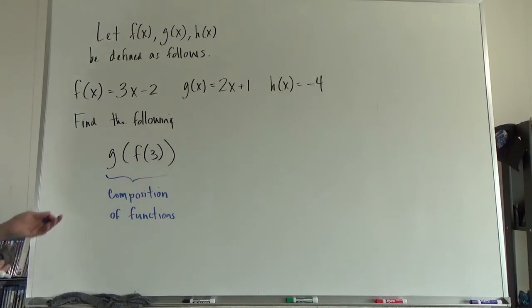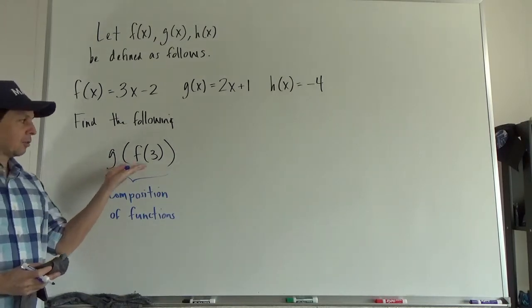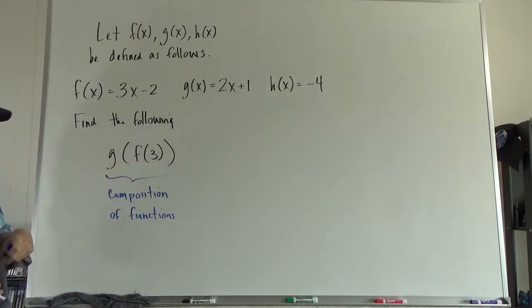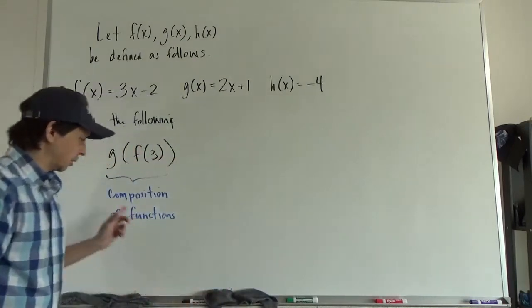There's also, this is the easiest way to interpret it. It's g of f of 3. Sometimes they're called nested functions because they're nested one inside the other. Composition, again, is a more formal term.